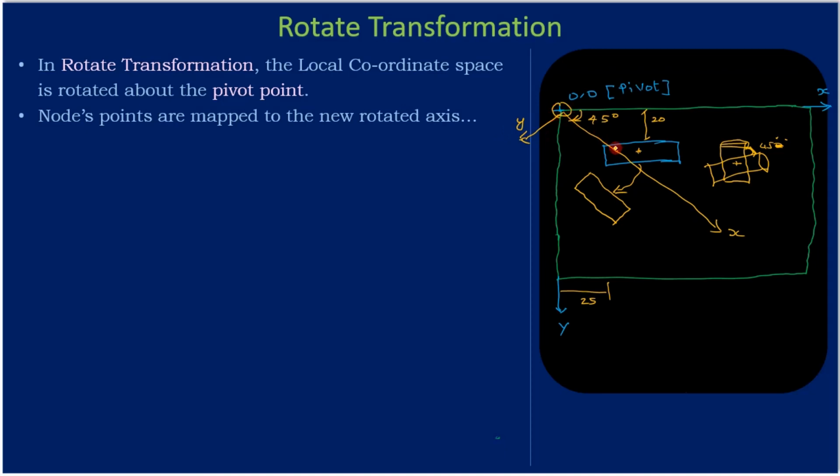That means the coordinate itself moves to this pivot point, then rotation takes place. So that's all here about the rotation. Now we will proceed.